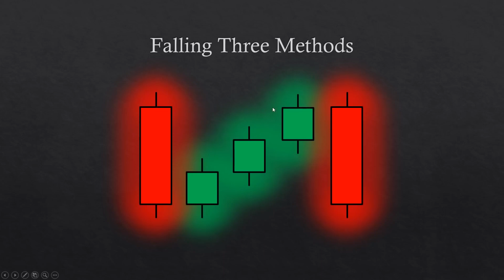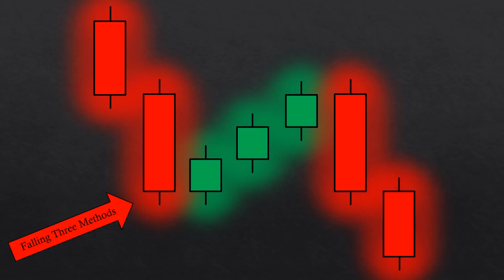The pattern is complete when sellers resume the exhaustion of their energy with a medium-sized bearish candle. The falling 3 methods appear when price is going down in order to signal a continuation to the downside.